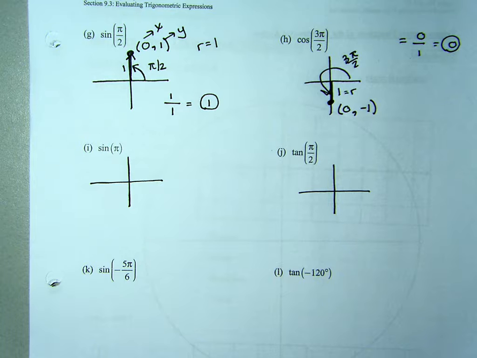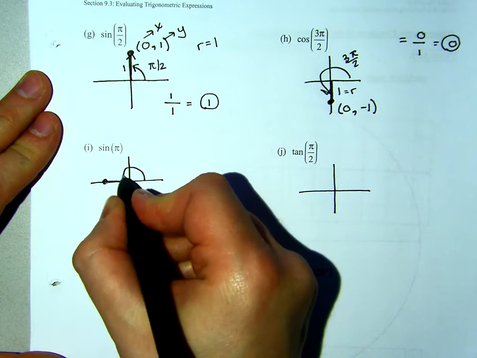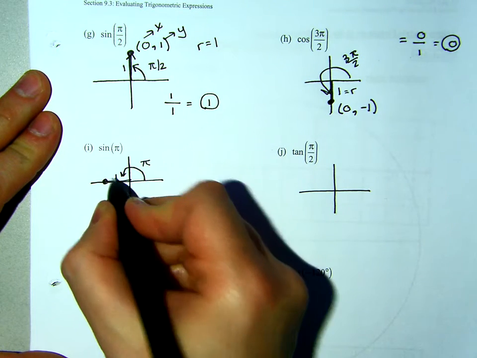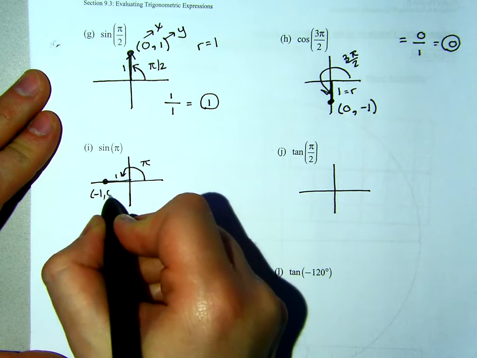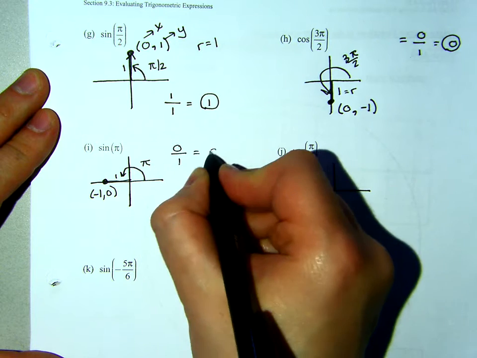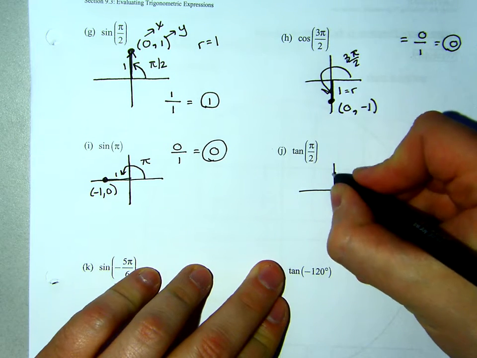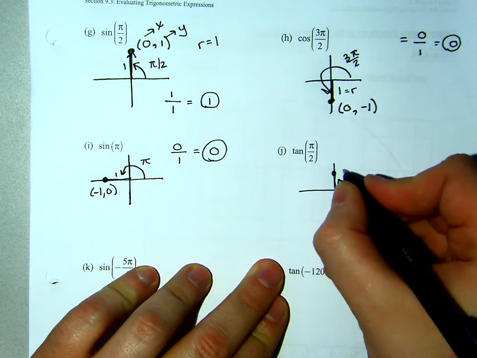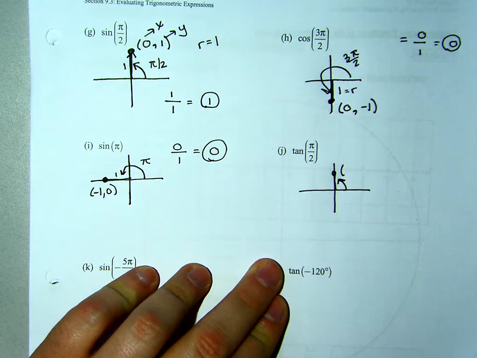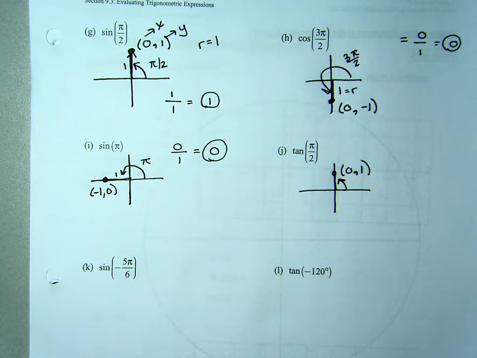Sam, do you have an answer for I? 0. Good. Pi is the angle that takes you over there. I know my radius is 1. I know the coordinates are going to be negative 1 comma 0. Well, the sine is the y over the r, so 0 over 1, sine of pi is going to be 0. Pi over 2 is the angle up here. What are the coordinates of that point? 0, 1. Actually, we did the same thing in letter G. Raise your hand if you can tell me the tangent.